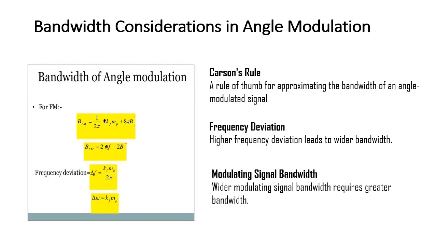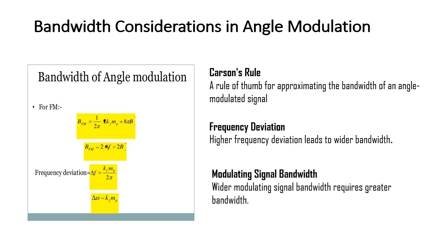Bandwidth consideration in angle modulation. First of all, Carson's rule. Second one, frequency deviation, and third is modulating signal bandwidth. So first of all, I discuss Carson's rule. Carson's rule is a rule of thumb for approximating the bandwidth of an angle modulated signal.